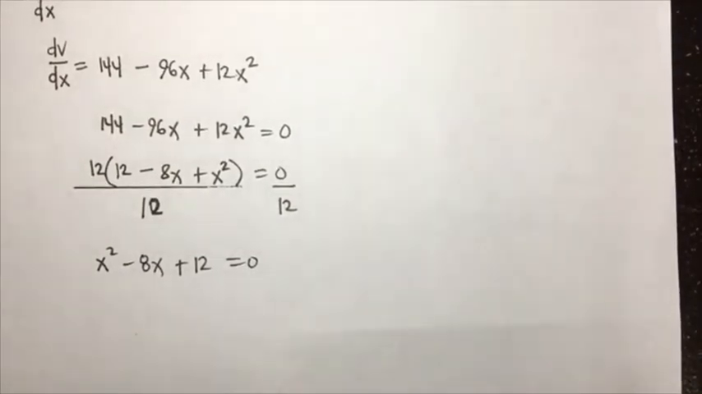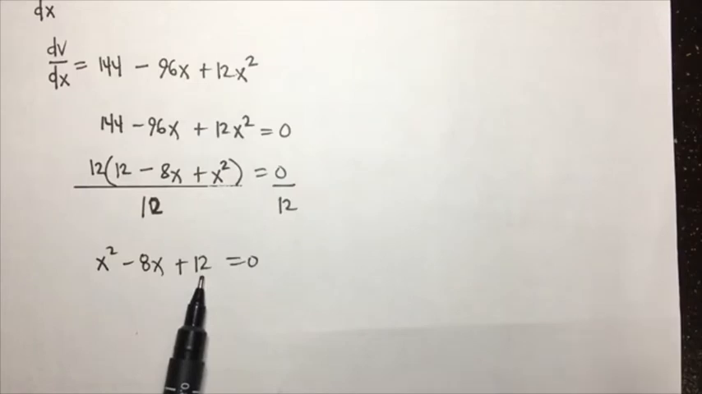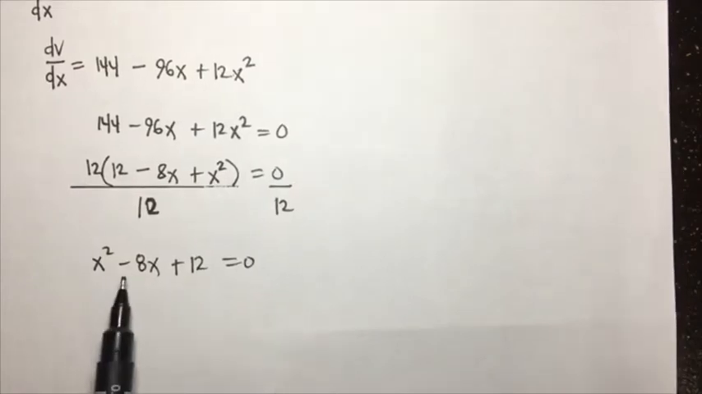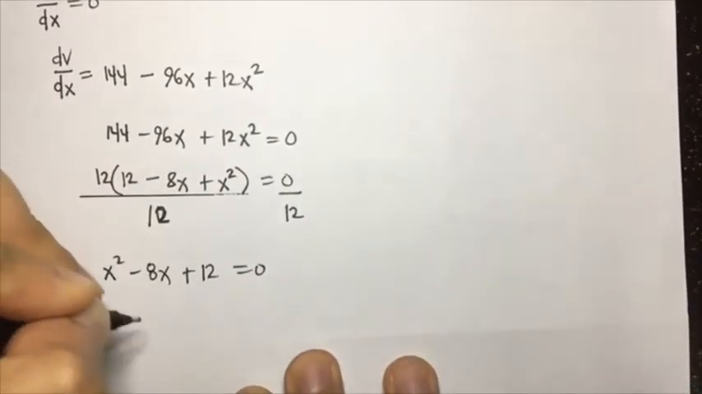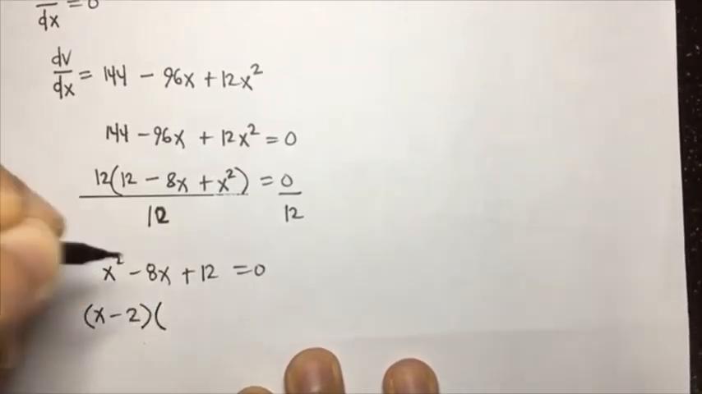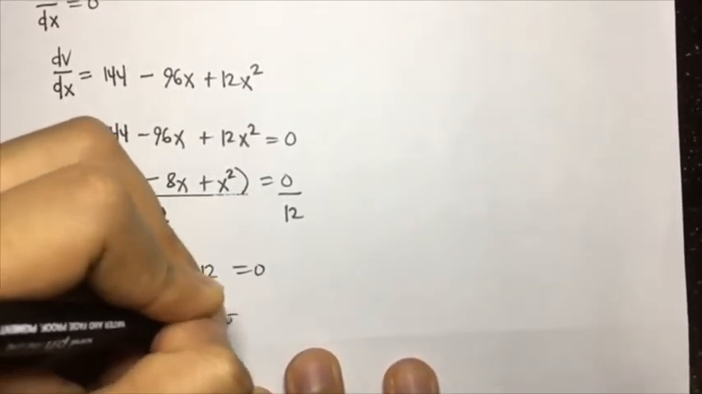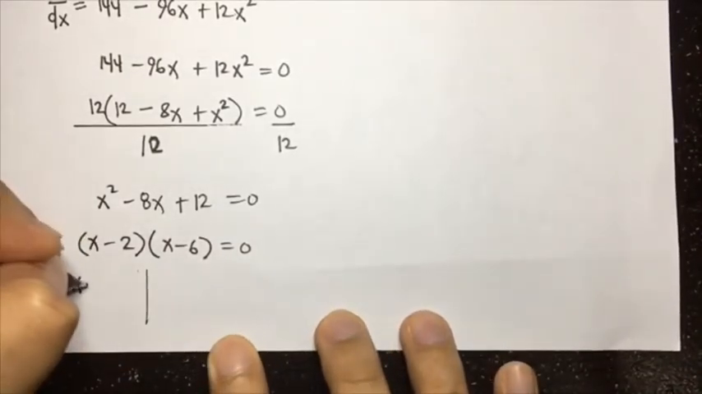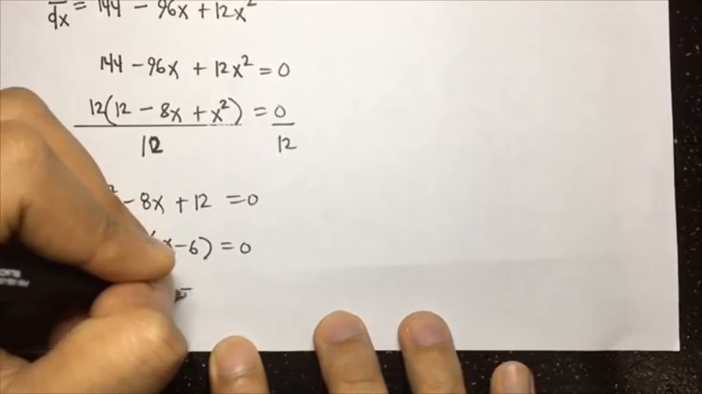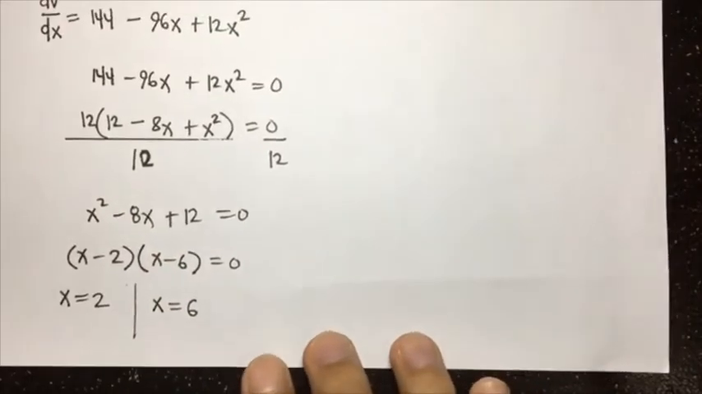The next step is factoring. Looking at the last term, 12, factor 12 such that the sum of the factors is negative 8. That is negative 6 and negative 2. So (x minus 2) times (x minus 6) is equal to 0. Therefore, we have two answers: x is equal to 2 and x is equal to 6 inches.